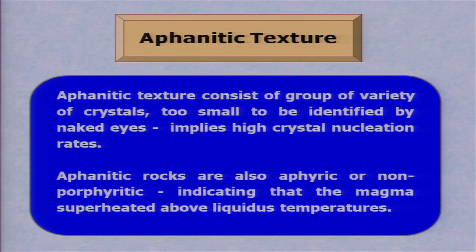What is aphanitic texture? By definition, aphanitic texture consists of a variety of crystals too small to be identified by naked eyes, which implies a high crystal nucleation rate. Second, aphanitic rocks are those rocks which display aphyric or non-porphyritic textures, indicating that the magma was superheated above liquidus temperature.